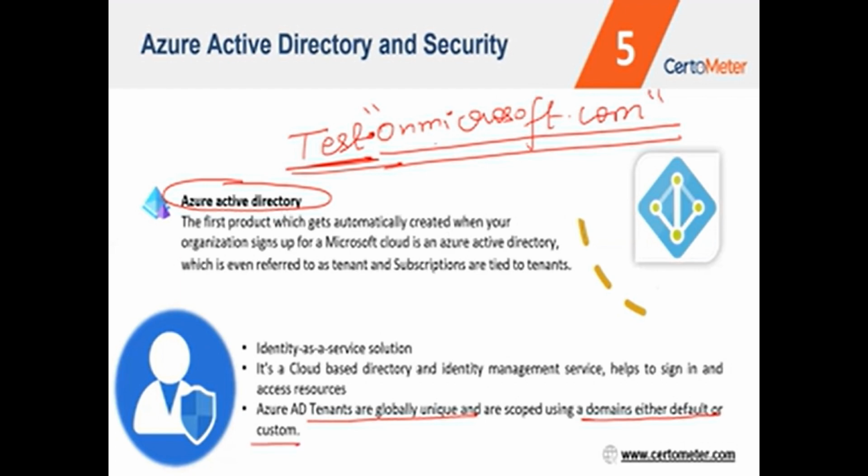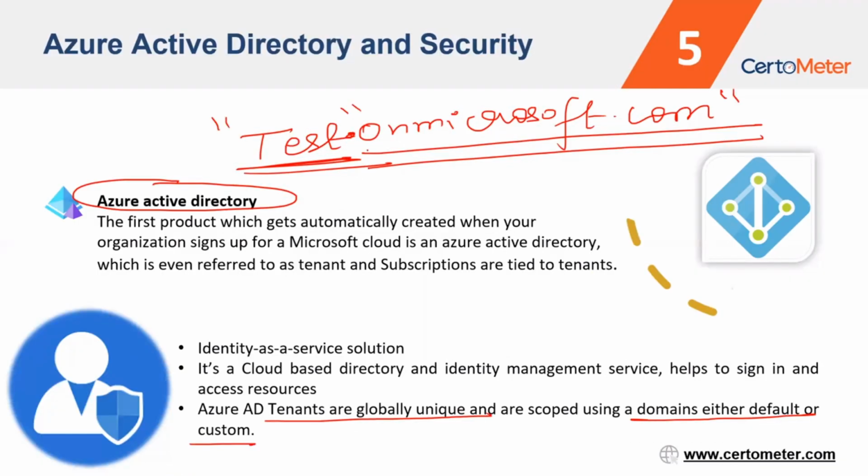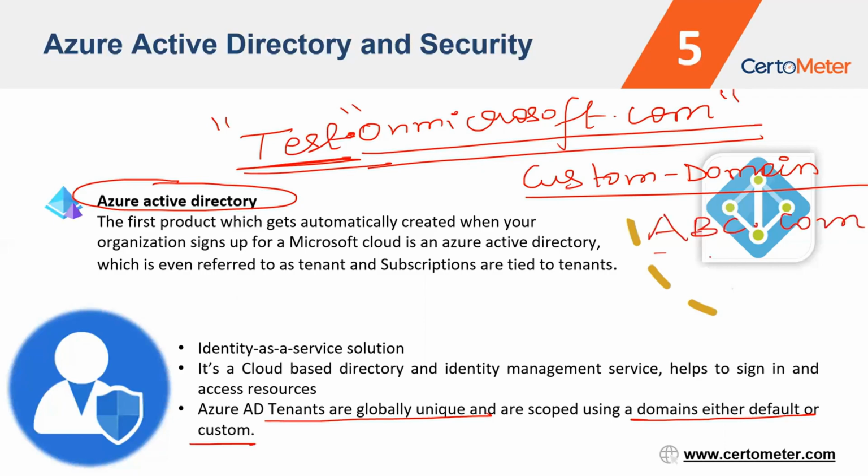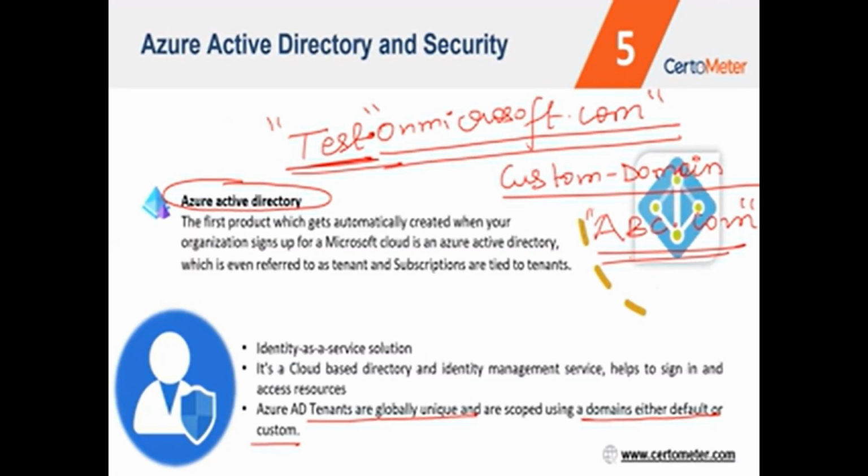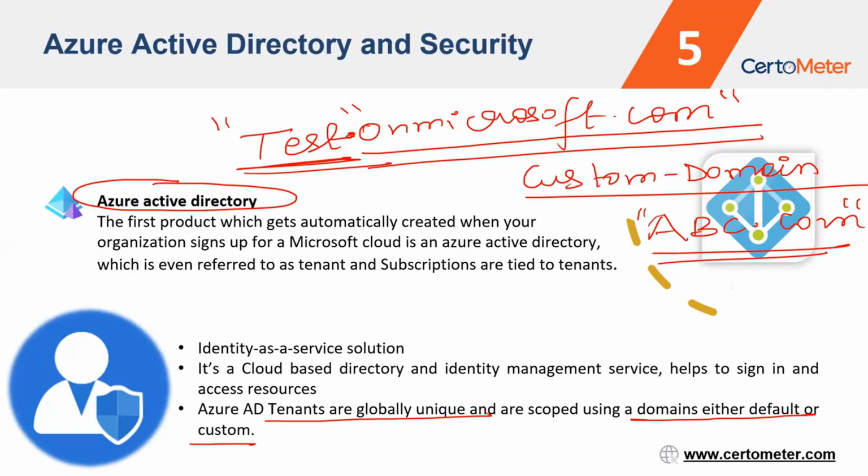So let's suppose you want to change this name, or you don't like it, or you have some company requirement. Your company is ABC, so you can also use something called a custom domain. If you are using a custom domain, let's suppose your company name is ABC, you can prove abc.com with your domain registrar. If you prove this name with your domain registrar, you can use it as a custom domain for your Azure Active Directory.